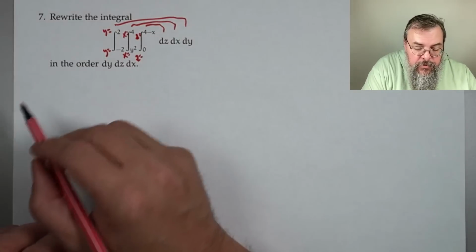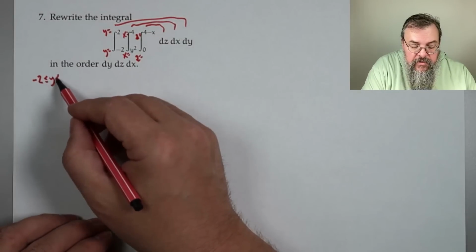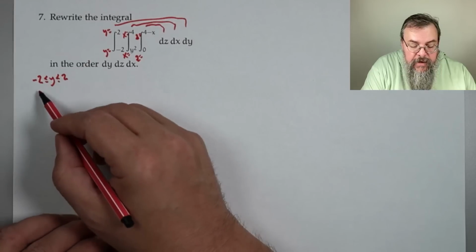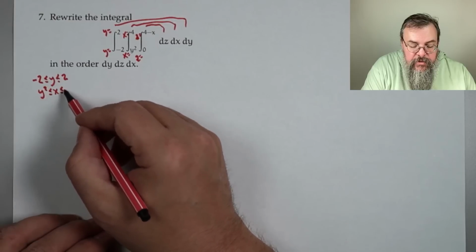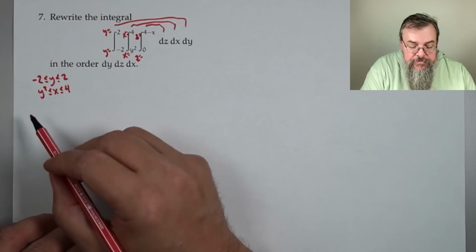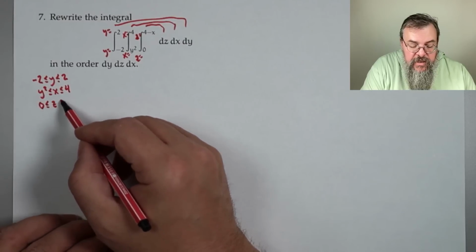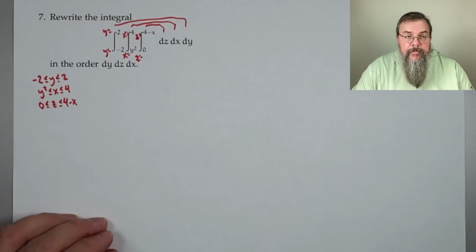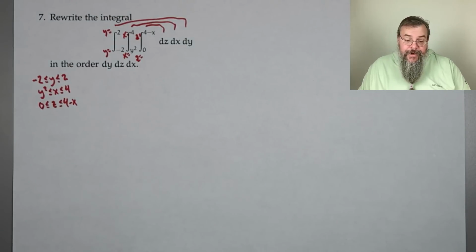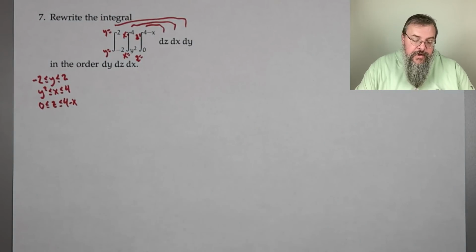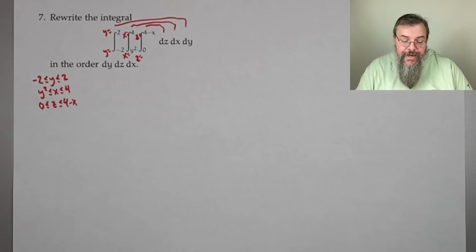So we write this down. We know that -2 less than or equal to y less than or equal to 2. We have that y squared less than or equal to x less than or equal to 4. And we have that 0 less than or equal to z less than or equal to 4 minus x. All right, so now we're going to just start describing things. Well, -2 less than or equal to y less than or equal to 2, that's pretty easy to describe.